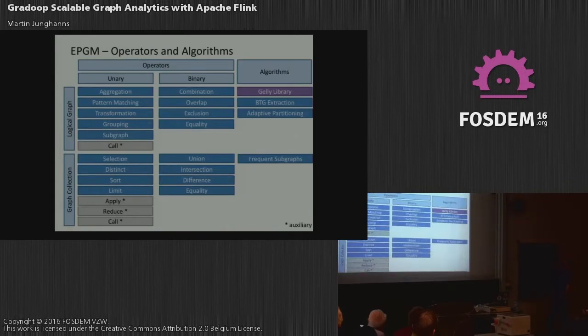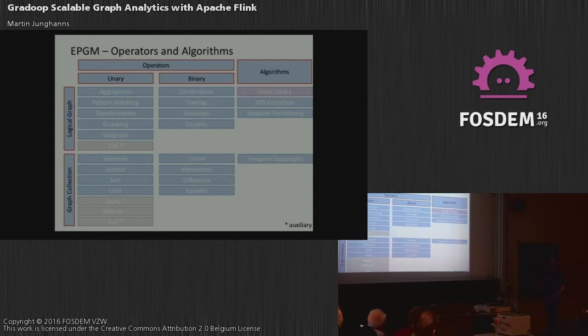So this is an overview of our operators. Let me introduce the table first. We have four categories. We have unary operators, which are applied, for example, on a single logical graph. We have unary operators that are applied on a graph collection. A graph collection is just a tuple of graphs, which means they are ordered, and logical graphs can be contained multiple times inside a graph collection. And we have binary operators, which take, like the name says, two logical graphs or two graph collections as input. And we also have a set of algorithms, which I will talk about later.